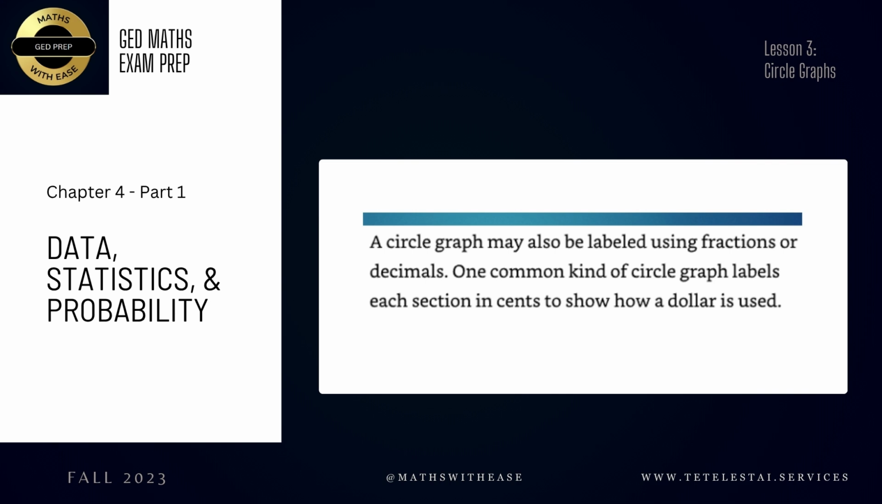A circle graph may also be labeled using fractions or decimals. And we discussed that earlier in terms of our circle that was divided into 4 parts. And I mentioned, if you remember, that 1/4 is equal to 0.25, which is equal to 25%. It's just 3 different ways of representing the same information. Okay, and so one common kind of circle graph labels each section in cents to show how a dollar is used.